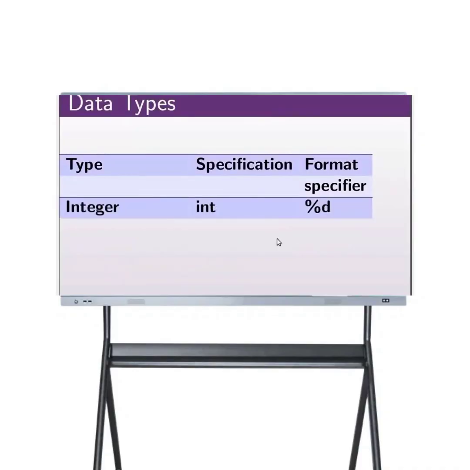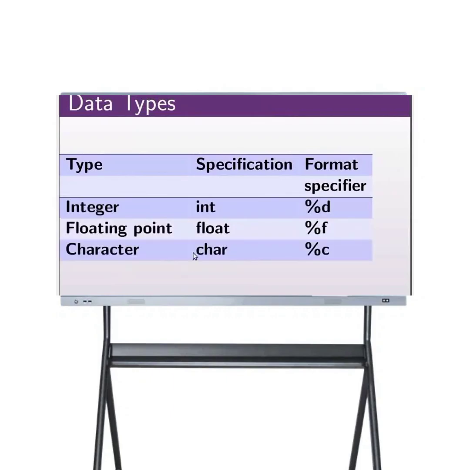Data types. Let us begin with the integer data type. It is declared as int. If we want to print an integer data type, we will use %d as a format specifier. Similarly, we will use float and %f for floating point numbers. For character data types, we will use char and %c. And for double data types, we will use double and %lf as a format specifier.